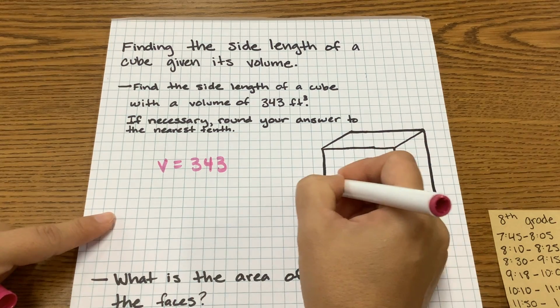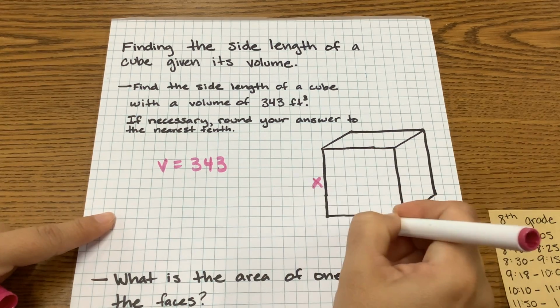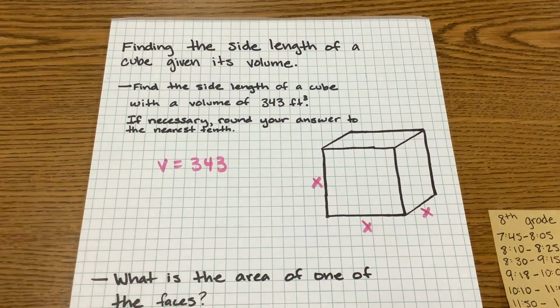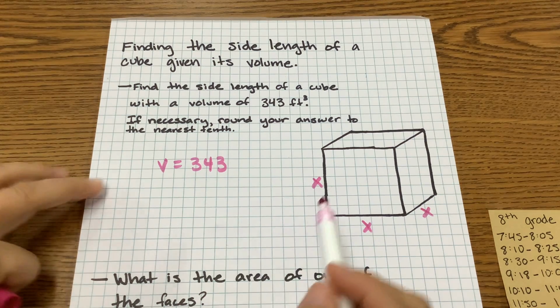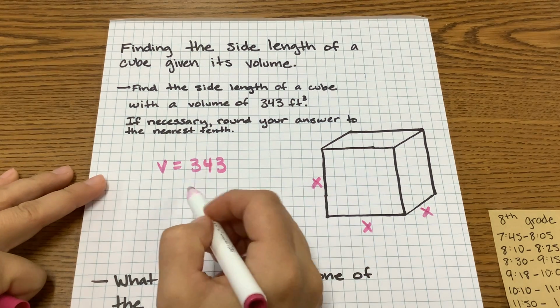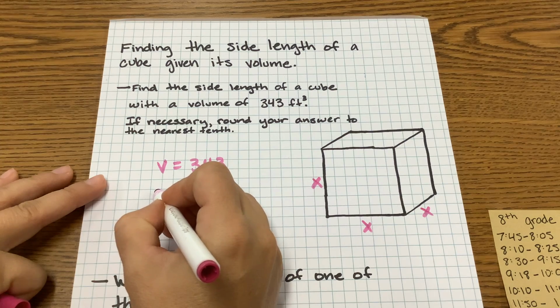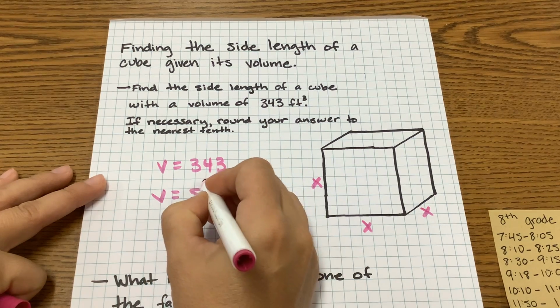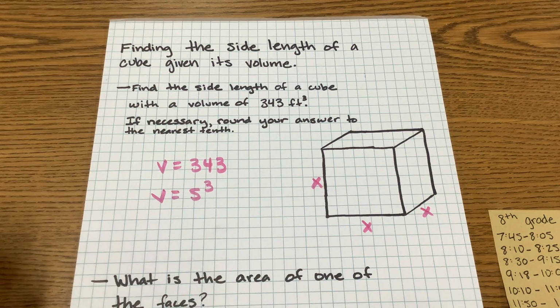Whenever we're talking about a cube, length, width, and height are all equal to each other. So whenever we find the side length, it's just side times side times side, in other words, it's side cubed.